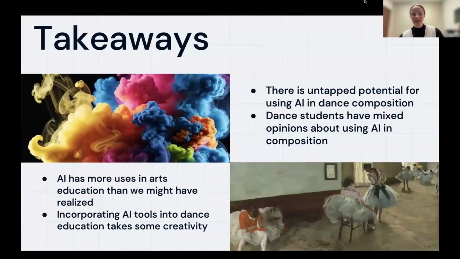A few takeaways from my perspective of how it went with this experimentation in class: I think that there are more uses in arts education for AI than we might have realized. Sometimes it might just take incorporating these AI tools and a little bit of creativity to make it work. You notice that those stick figures don't give you a very literal representation of what that movement would look like in your body. There is some kind of translation to do that.